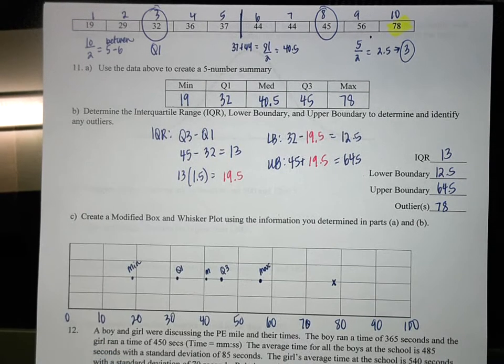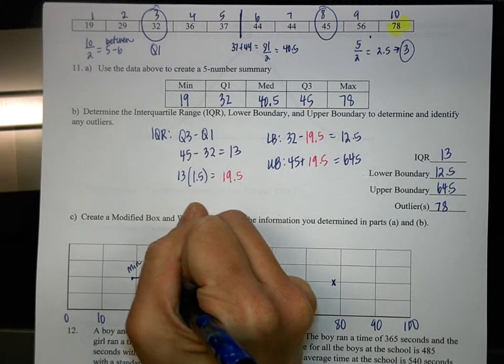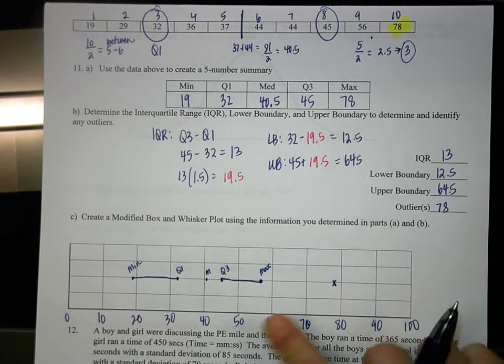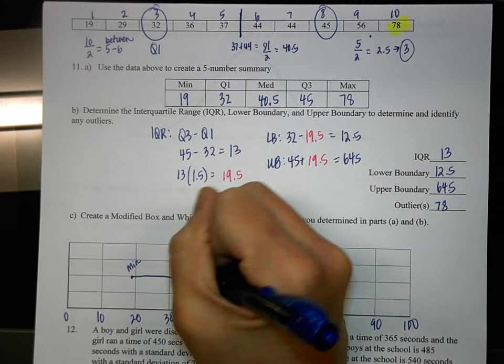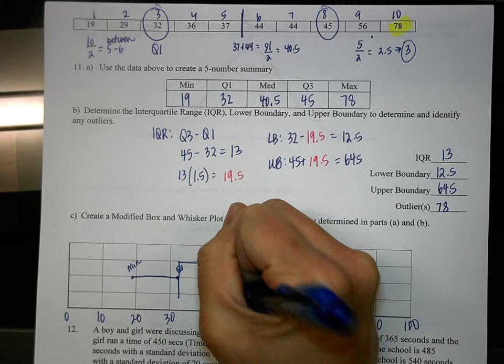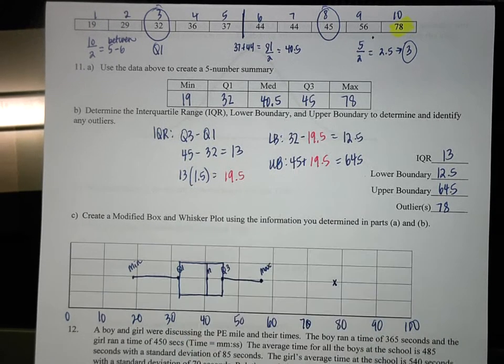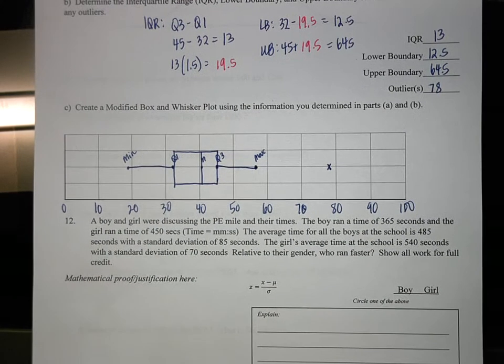Okay, so when you're making your box and whiskers, you always draw a line from your min to Q1 and a line from your Q3 to your max, but not marking it to the outlier. And then you do a box around the Q1 to Q3, and then draw a line for your median. And that is your, sorry, I should have moved that up a little bit, but that is your box and whiskers based on the information we have.